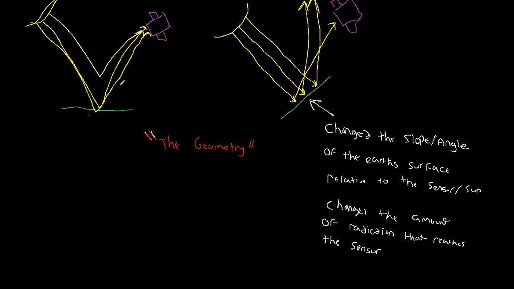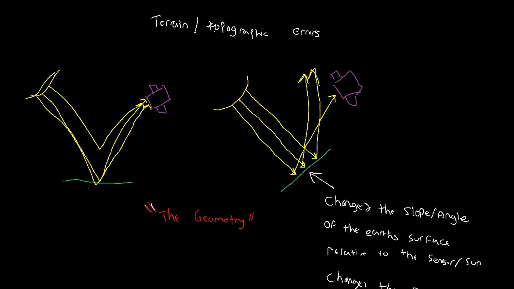This difference between this assumption and this assumption, that is topographic radiometric errors. The idea that we can change the slope, and in doing so, we change the way the light reflects, and we change how much of that light being reflected reaches the sensor, as you can see in this sort of crudely drawn diagram here. By changing the slope, now some of the light is being reflected in a way that the sensor never sees.